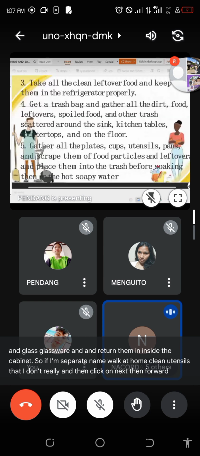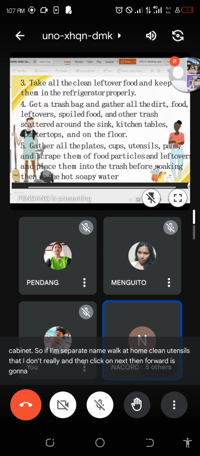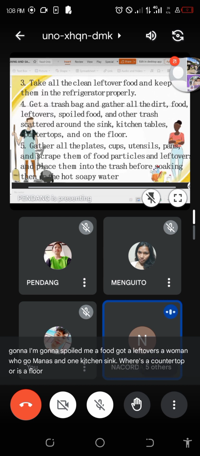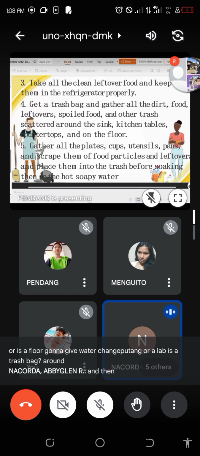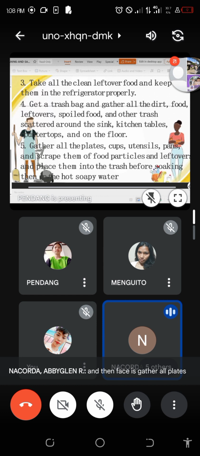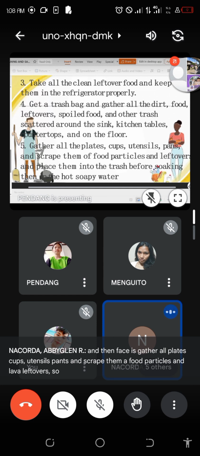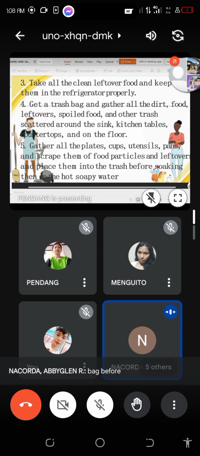Then fourth is ang mga na-spoil nga food, mga leftovers o uban pang hugaw nga naa sa imong kitchen sink or sa countertop or sa floor, ibutang or ilabay nimo siya sa trash bag. Aron dili ka mag-double time, maglimpyo pa. And then fifth is gather all plates, cups, utensils, pans, and scrape them of food particles and leftovers. So, ipanglabay nimo siya sa trash bag before nimo ilunod sa sink nga naay hot water and detergent.